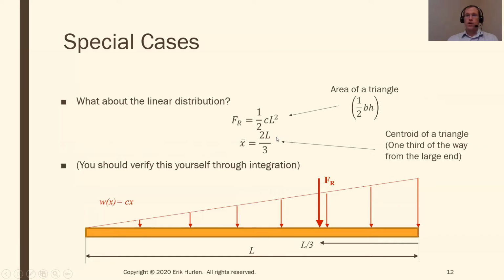And in terms of where to put it, I put it at the centroid. You can either look up the centroid of a triangle or again, do the integrals that we saw for the previous case, do those in this case, and you'll find that X bar is 2L over 3. Centroid of a triangle is 1/3 from the big side. So the big side in this case is the right-hand side. So you go 1/3 in from the big side, L over 3, is where I put that point load FR. So 2/3 from the small side, 1/3 from the big side.